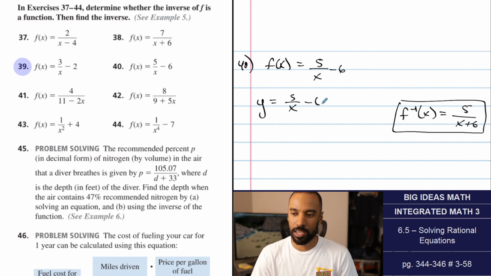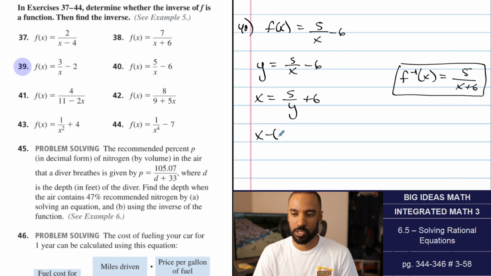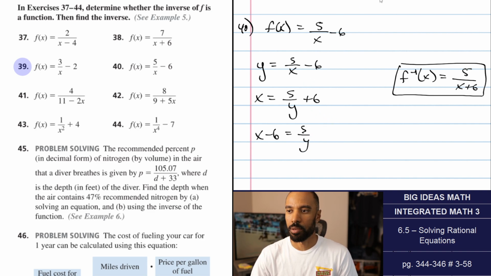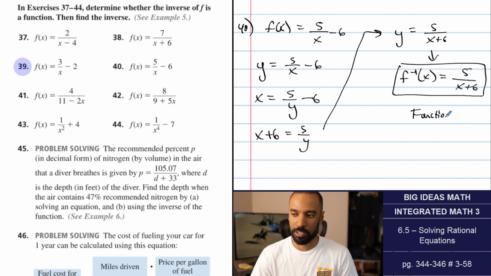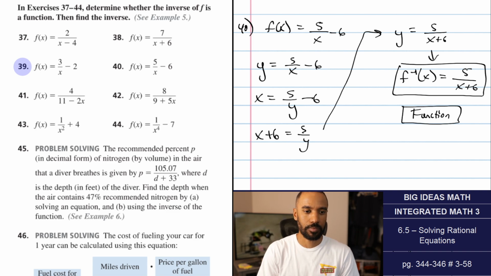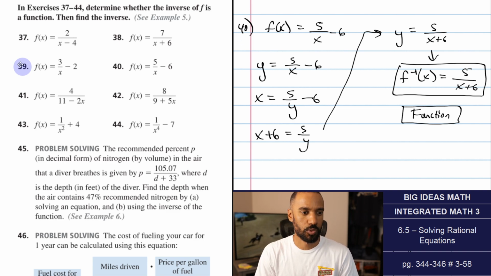Turn this into y, swap x and y. Oh, yeah, totally. Subtract 6 from both sides. And multiply both... Oh, I'm sorry. This was a minus. Now we add 6 to both sides. And this is where we swap places. Multiply both sides by y, divide both sides by x plus 6. And we do indeed get 5 over x plus 6, which is a function. Sorry, that was number 40. I did not swap these.